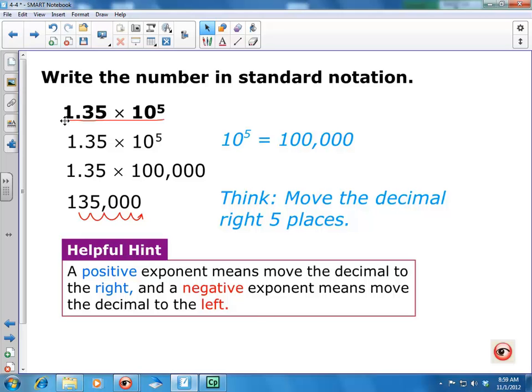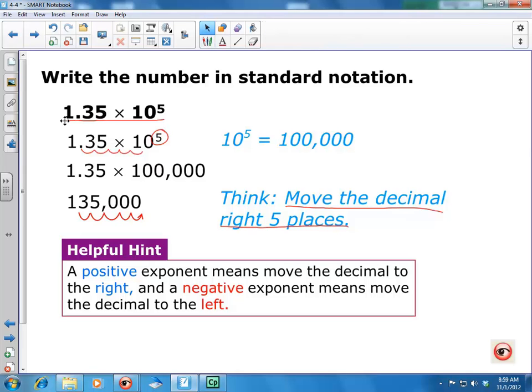All we really have to do is move our decimal. On this one, move the decimal to the right 5 places because 5 is my exponent. So when we're moving our decimal, all we have to do is grab our decimal, move it to the right 5 places, and then fill in those empty places with zeros, and that will give me my answer.